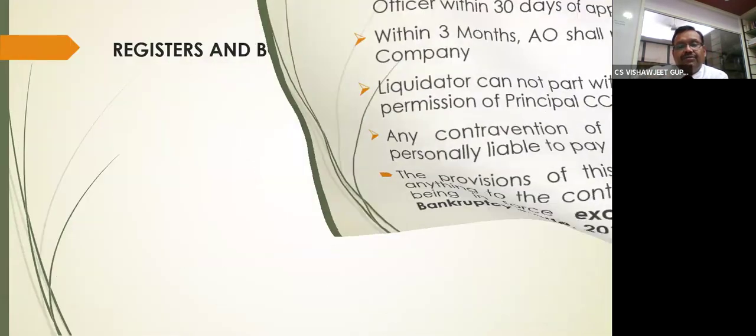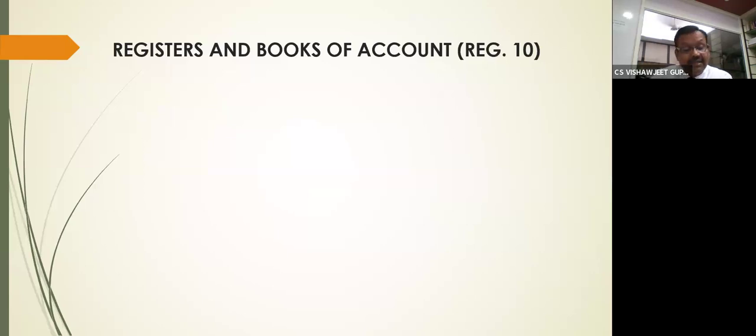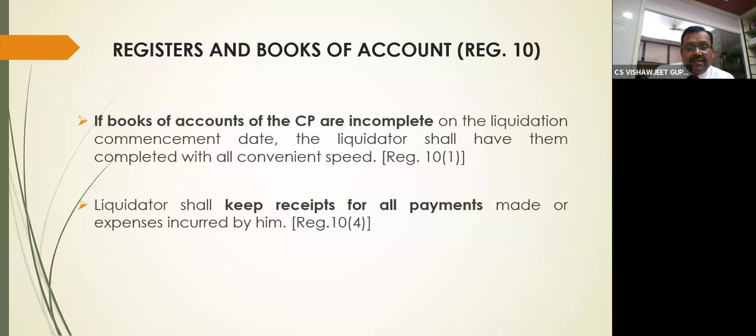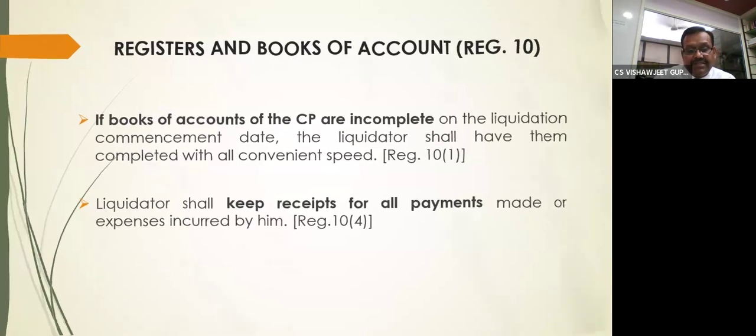Registers and books of accounts which are required to be maintained by the liquidator under the voluntary liquidation process. Regulation 10 says, if books of accounts of the CP are incomplete as on the liquidation commencement date, then the liquidator is required to complete them with all convenient speed. The regulation further says that the liquidator shall keep receipts for all the payments made or expenses incurred by him. So you will have to keep all the receipts for all the payments.